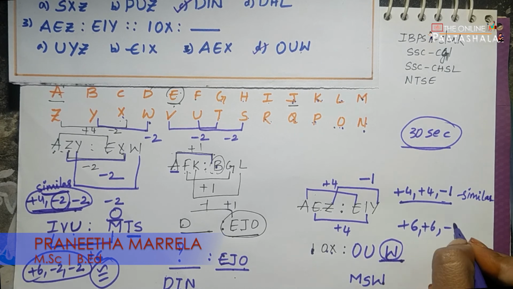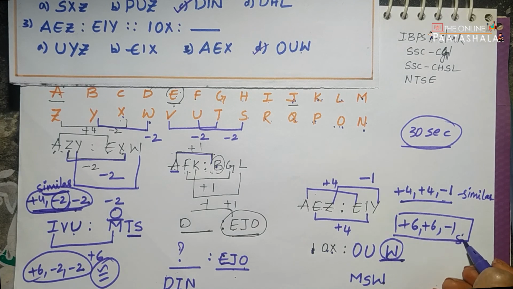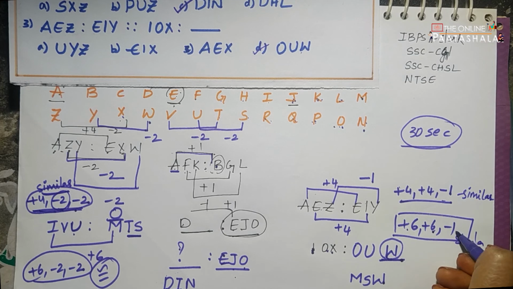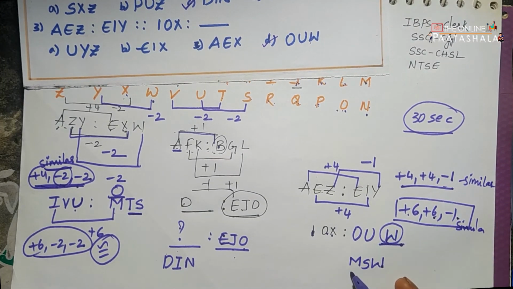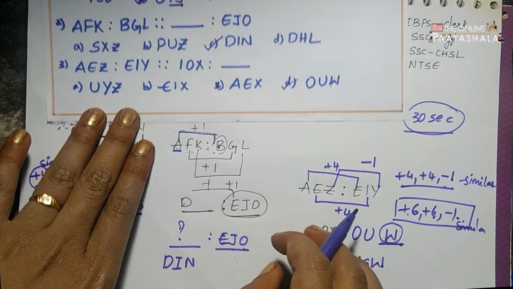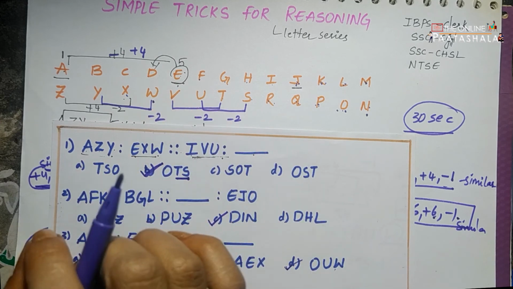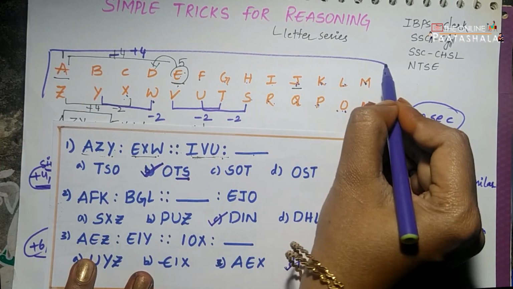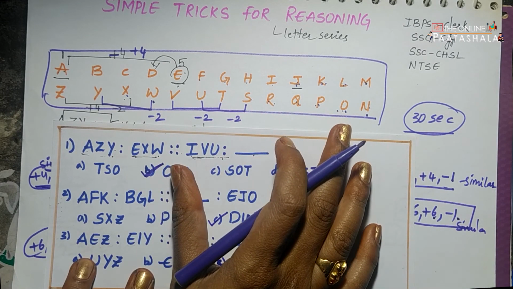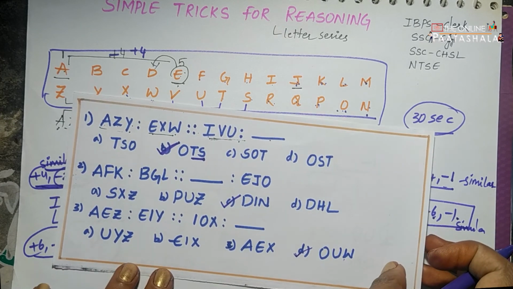What is the series you have followed here? In the same, similar way. Here you have plus, here you have plus, here minus, and here also minus. What is the answer you have got here? OUW. For such types of questions, for this letter series, for sure you need to draw this table. You need to draw these alphabets, so that it makes your question easy to get the answer.